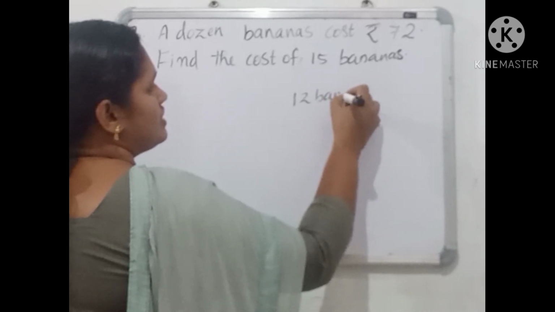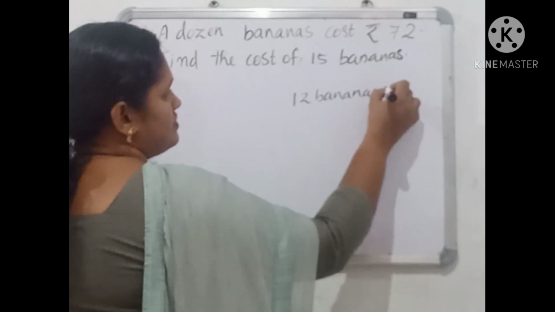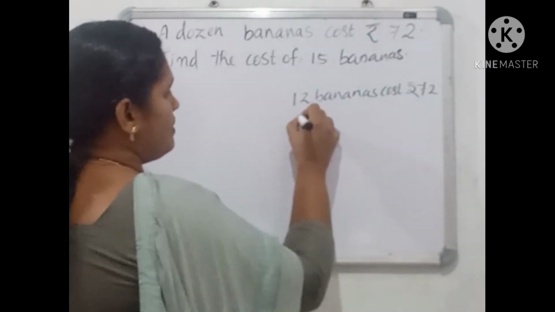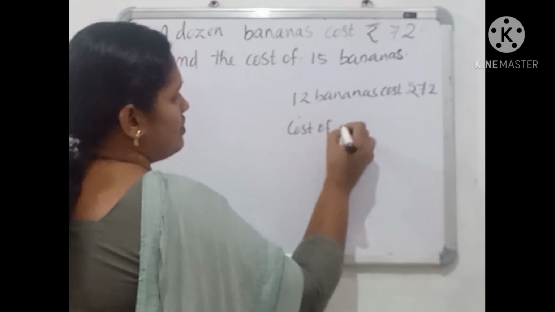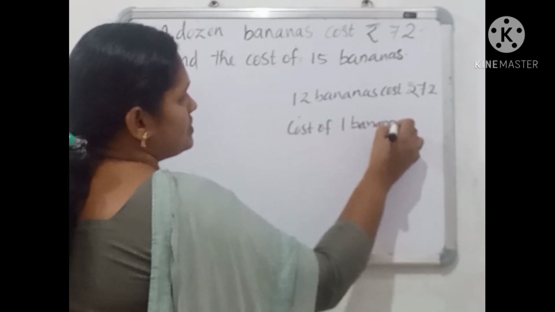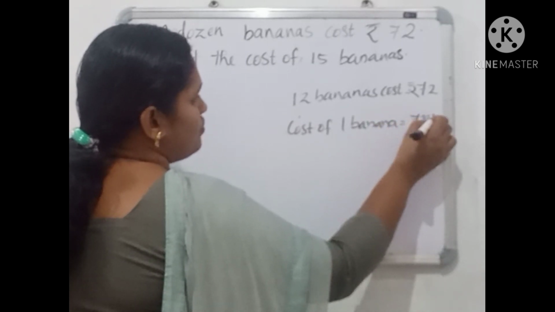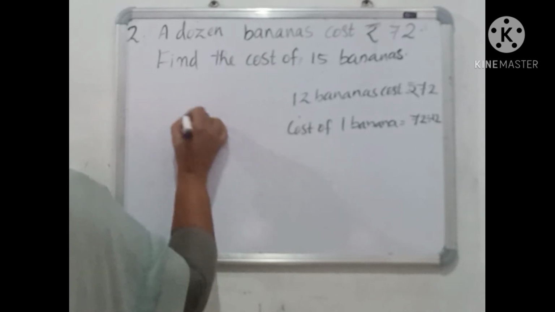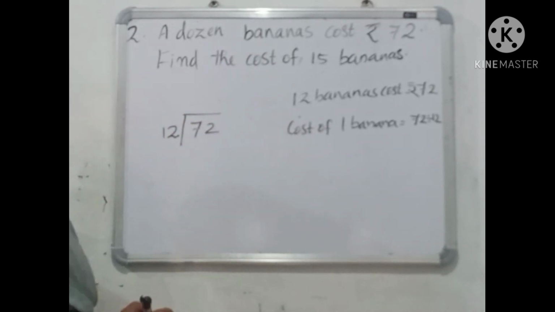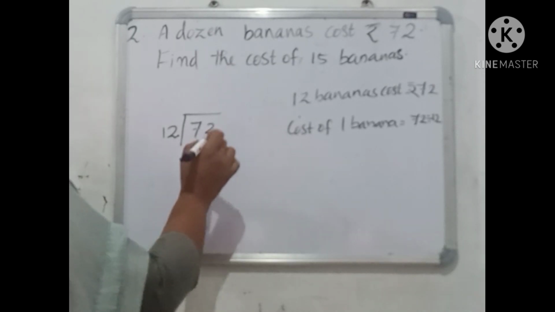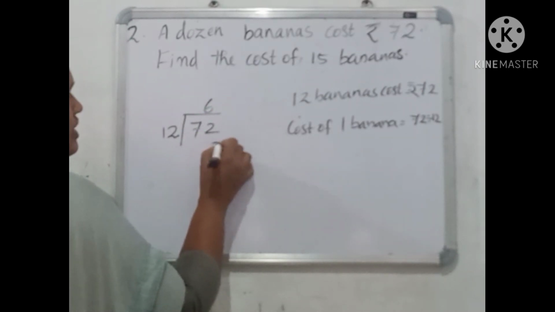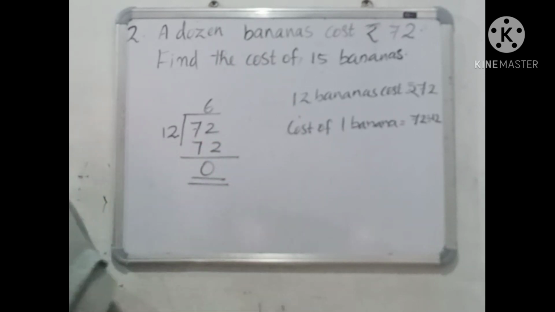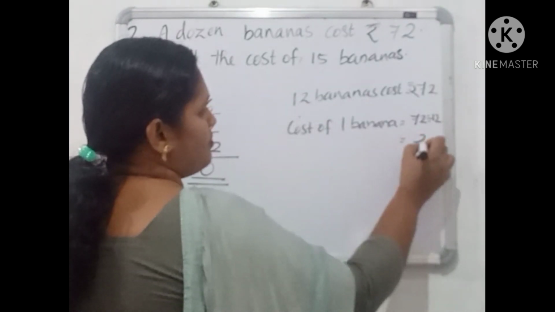12 bananas cost rupees 72. Cost of one banana equals 72 divided by 12. 6 times 12: 6 2s are 12, 1 carry over, 6 1s are 6, plus 1 is 7. Cost of one banana equals rupees 6.